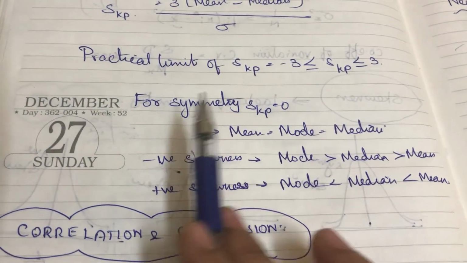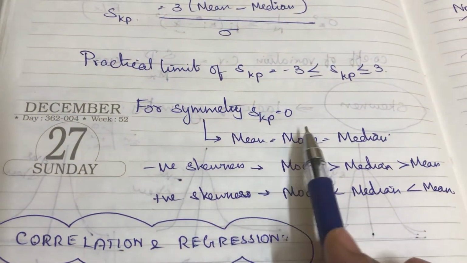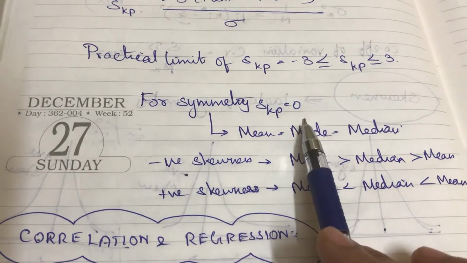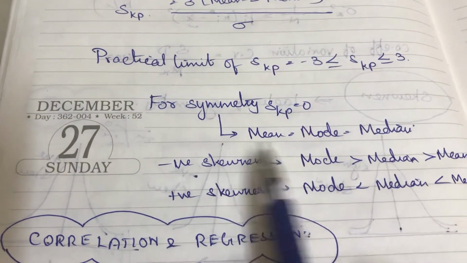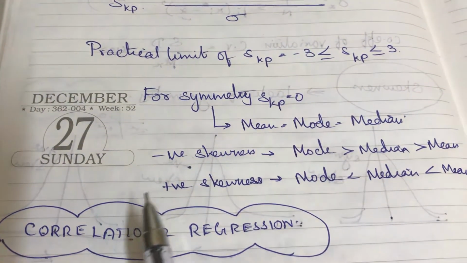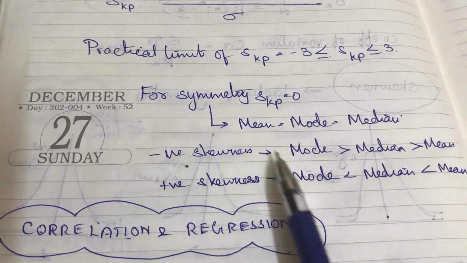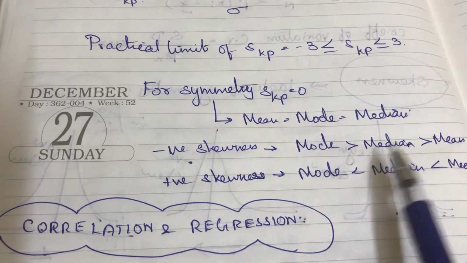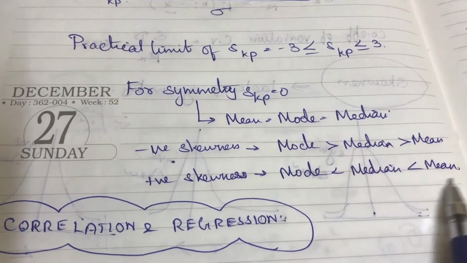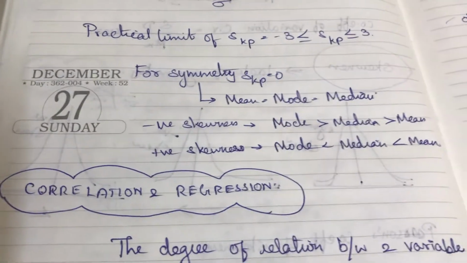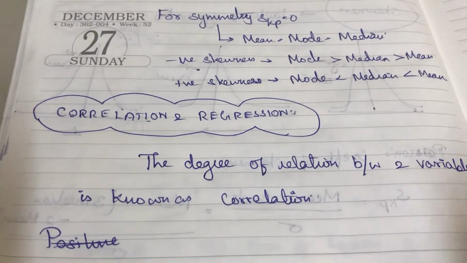Okay, and for symmetrical it will be 0. The coefficient will be 0 because mean, mode, median are all equal, so the coefficient will be equal to 0. If it is negative, mode will be the highest compared to these two things. If it is positive, mean will be the highest one. Okay, these are the relations.